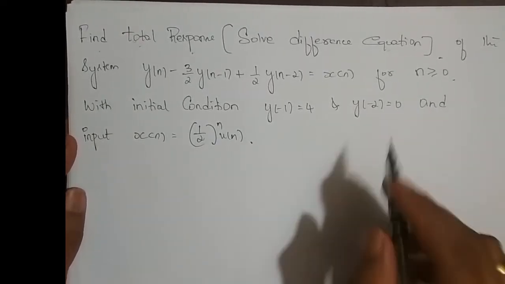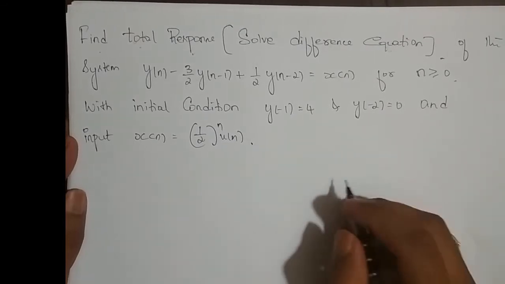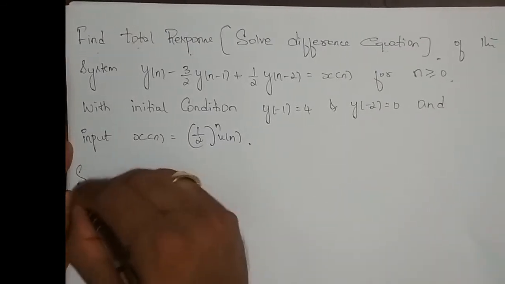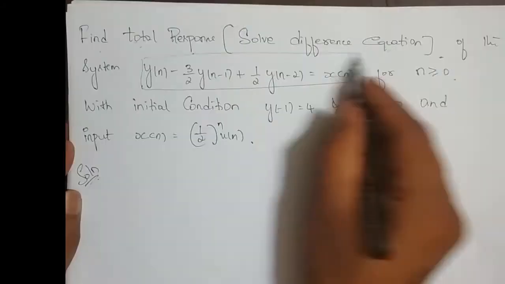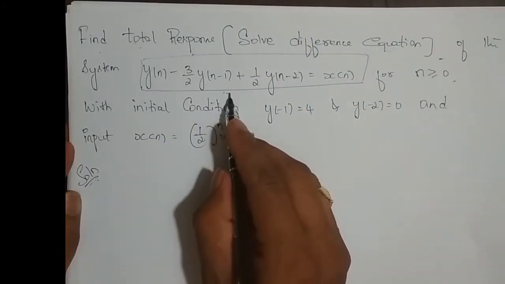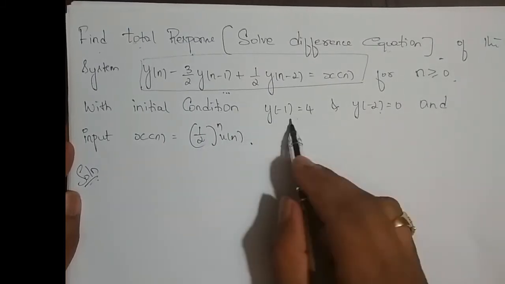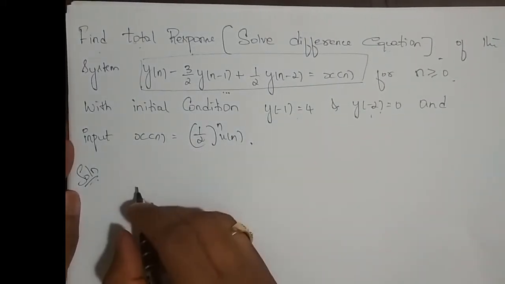And since the initial conditions are given, what do I have to take? Unilateral Z transform, right? Okay, so we'll try to solve it. So, solution. I'll take the Z transform of this difference equation. Which Z transform do I want to take? Unilateral Z transform. Why? Because initial conditions are given, right?